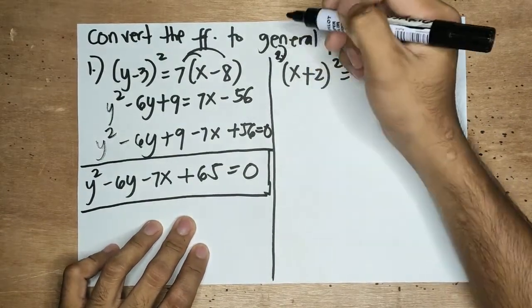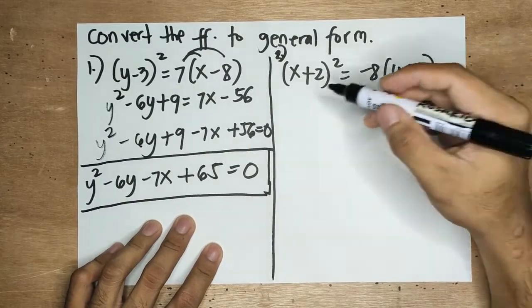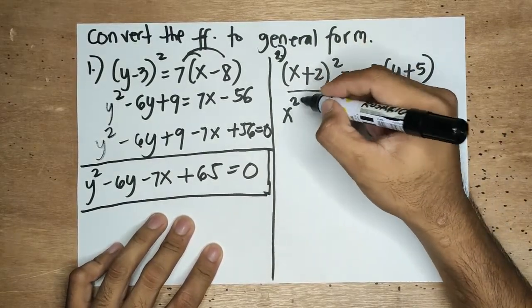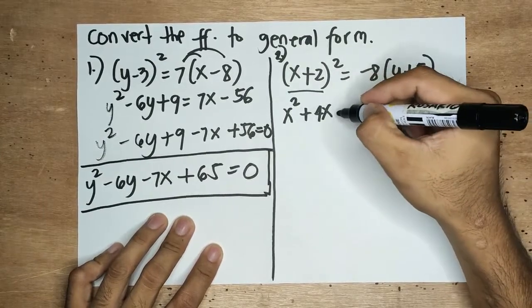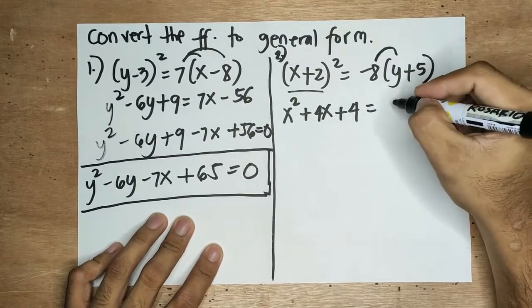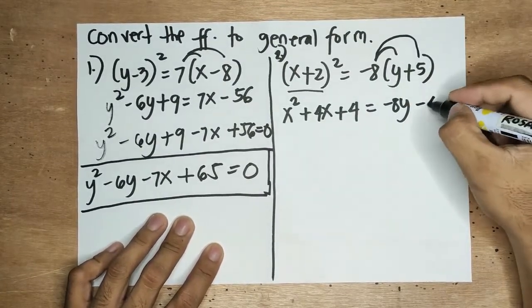The second example, second item, x plus 2 squared is equal to negative 8 times y plus 5. So, we expand this binomial, square of a binomial. We have x squared plus 4x plus 4 is equal to negative 8 times y is negative 8y. The negative 8 times 5 is negative 40.